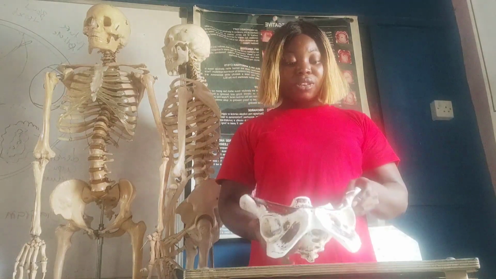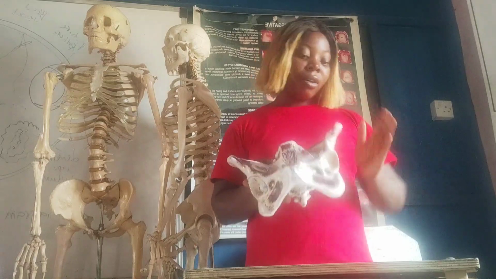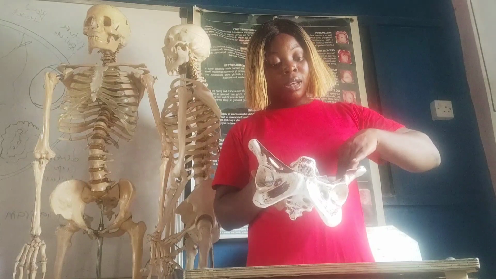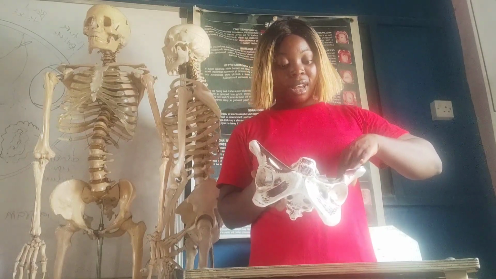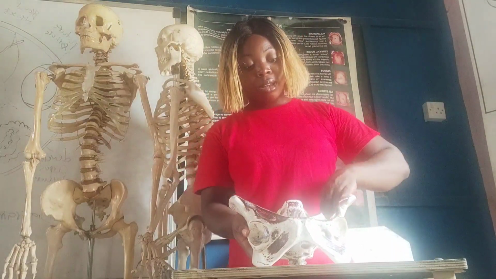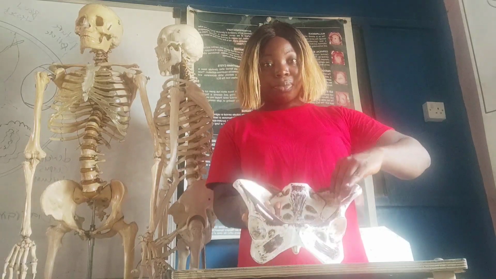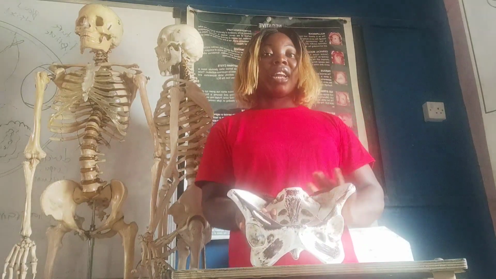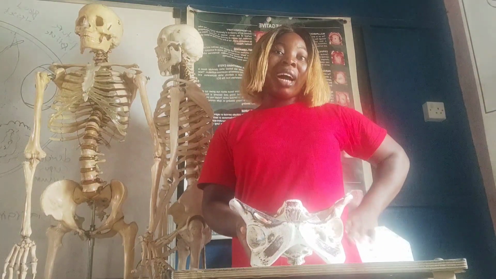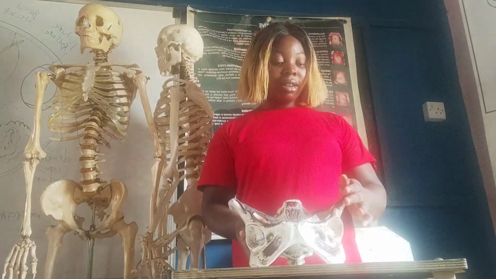So in this ilium, the inside is concave while the outside is convex. There's a depression here called the iliac fossa. The outside is for the attachment of the muscles, while the inside, the depression you are seeing here, is called the iliac fossa. Here is the iliac crest. It is where your hand is when you place it on your waist. That's what is called the iliac crest.